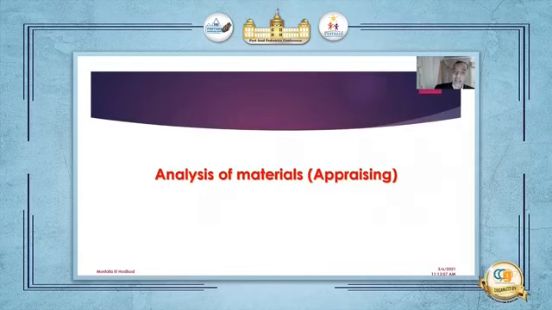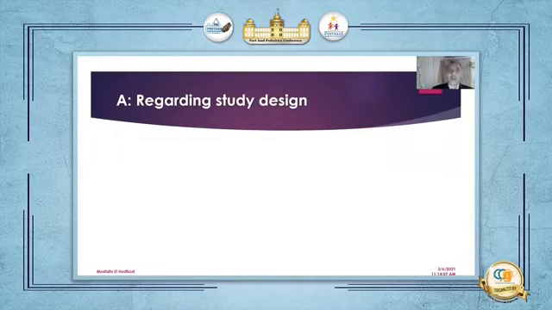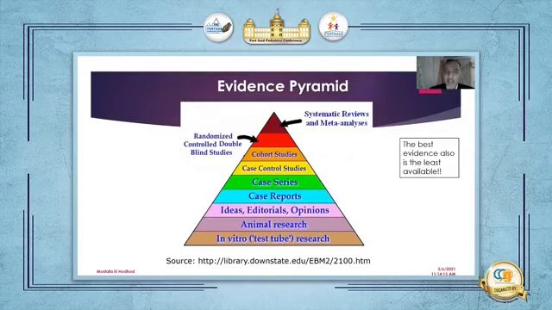And then analysis of materials, or appraising the evidence you are having. You can appraise regarding the study design, and here the study designs have different levels. The top of the pyramid is systematic reviews and meta-analysis coming from randomized controlled double-blind studies. This does not mean that we don't need cohort studies or case control studies, but the evidence coming from them is low value. Case series and case reports, as well as expert opinions, will not actually be of great value in making the diagnosis.